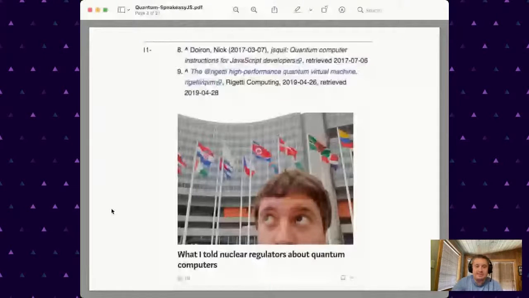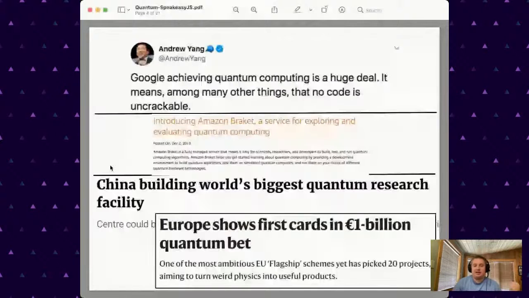So quantum computing has been getting a lot of interest, a lot of hype recently. These are some headlines that I've grabbed over some time. Google getting so-called quantum supremacy, and Amazon also launching a quantum computing service. China, Europe, and the US are each investing over $1 billion in research into quantum specifically.